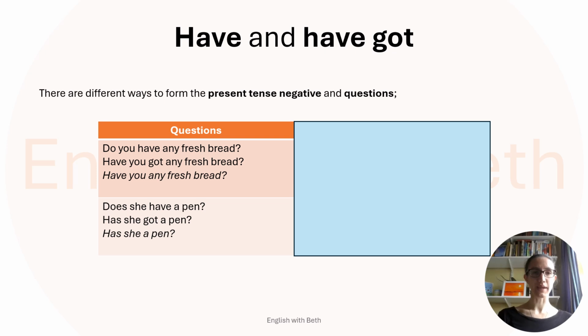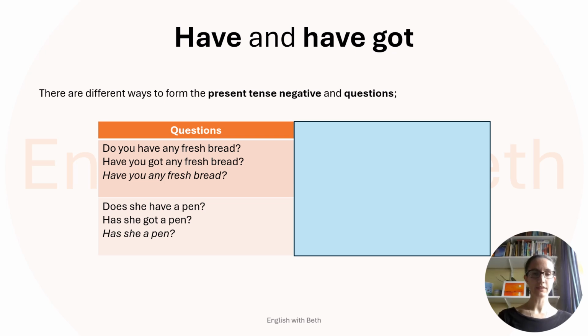There are different ways to form the present tense negative and questions. So here we have examples of some questions. Do you have any fresh bread? Have you got any fresh bread? Or occasionally you might hear, have you any fresh bread? But this is a bit more old-fashioned and not so common. Another example, does she have a pen? Has she got a pen? Or the less common example, has she a pen?